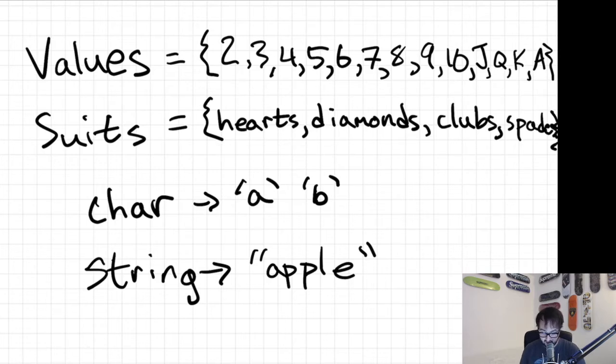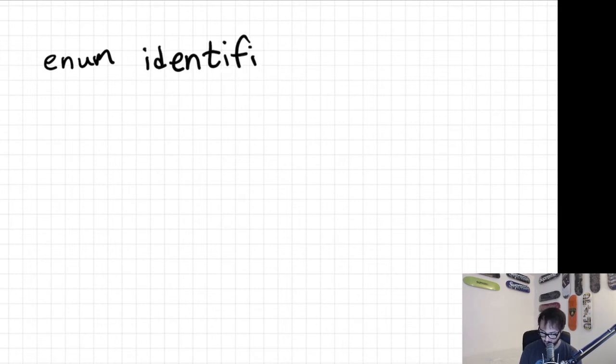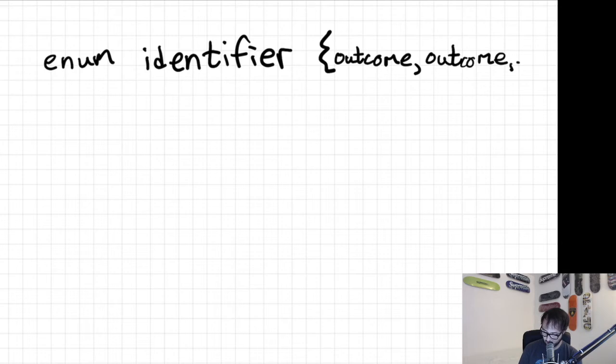Well, we can use enumerated types. The syntax for an enumerated type is going to be enum. You're going to have your identifier, and then you're going to have a list of possible outcomes. Outcome, outcome, all the way off into infinity.